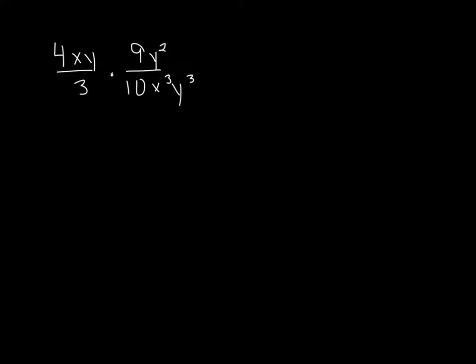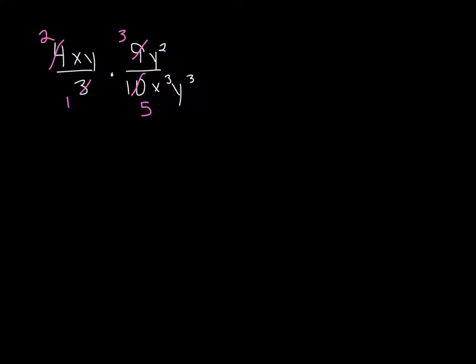Okay, in this example, look at our numbers and our letters, see what we can cross off. On top, we have a 4, and on bottom we have a 10, which can both be divided by 2. So 4 divided by 2 is 2. 10 divided by 2 is 5. And then we have a 3 on bottom and 9 on top, which can both be divided by 3. 3 divided by 3 is 1. 9 divided by 3 is 3.